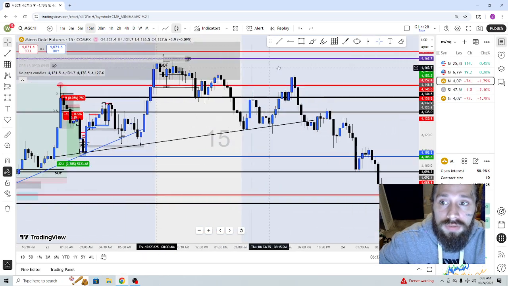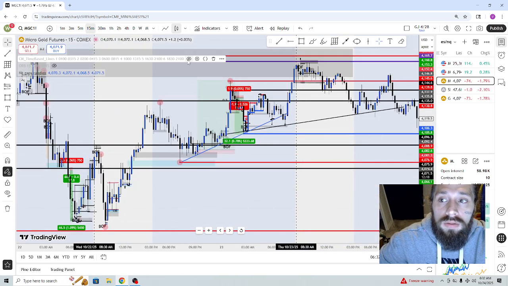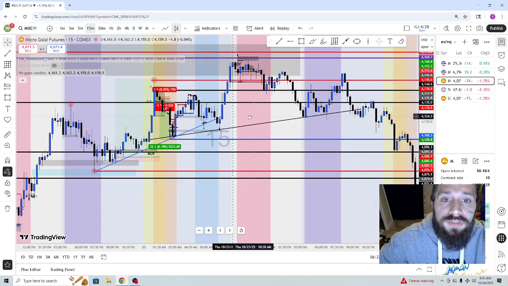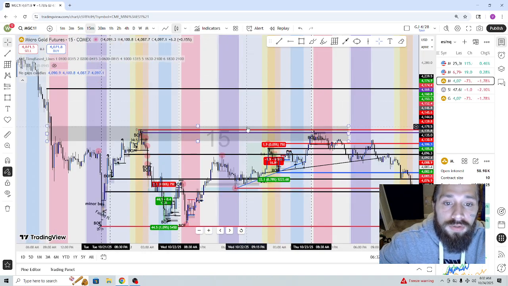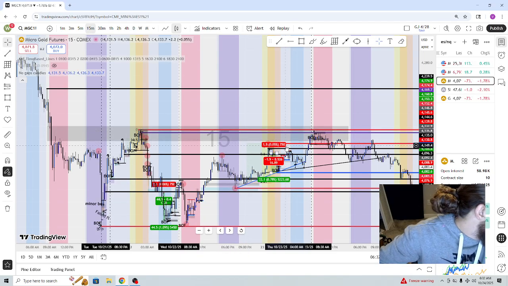So this was my previous day Asia high. You can see both of them red lines. This was 2 days ago. This was yesterday, a day ago.